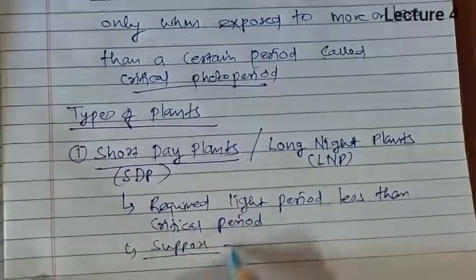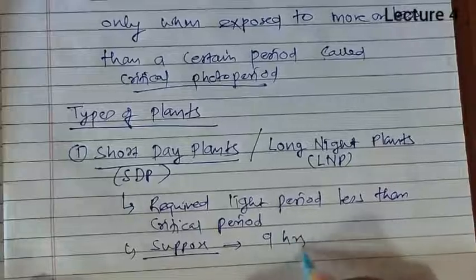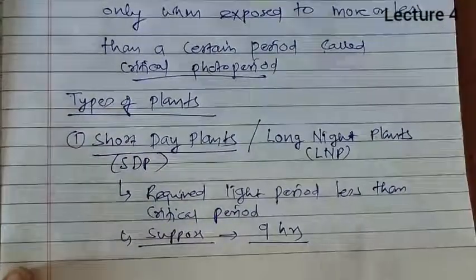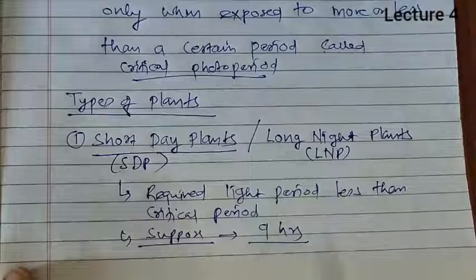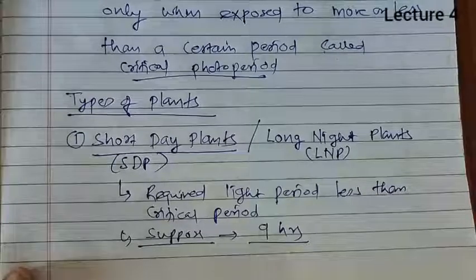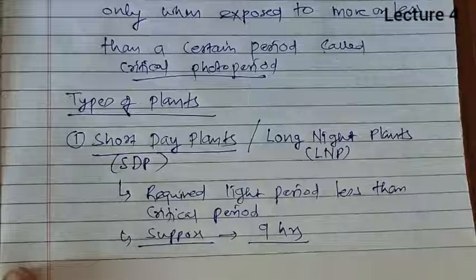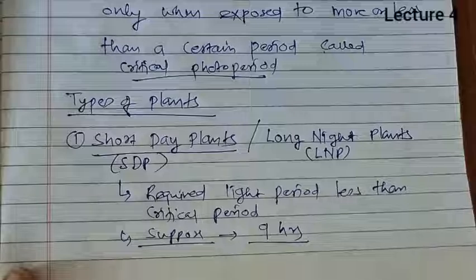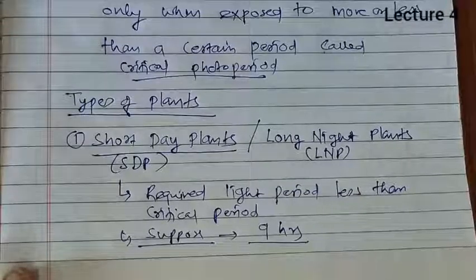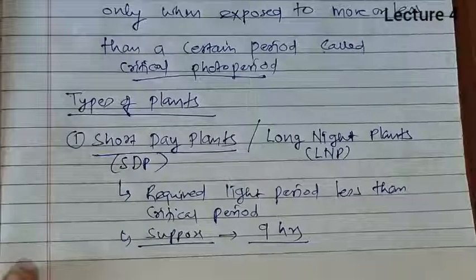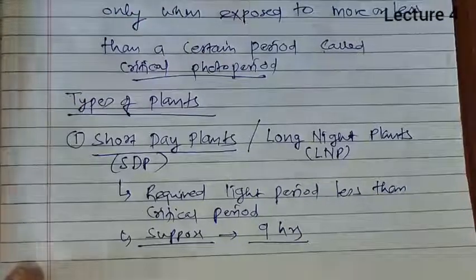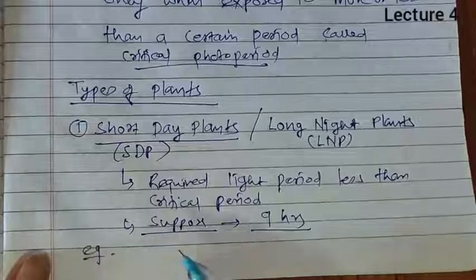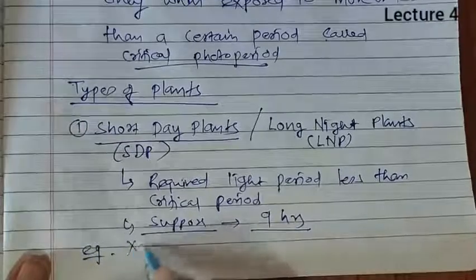Suppose critical period is of 9 hours of that particular area, then all the short day plant will flower if they get a light of either 1 hour, 2 hour, 3 hour, 4 hour, 5 hour up to 9 hour. If they get a light beyond 9 hours, they will not be able to flower. So this is the critical period, up to which they can flower and below which they can flower, but not beyond that.